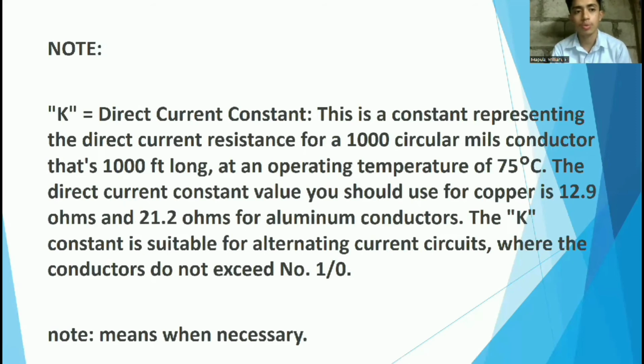Then next is note K direct current constant. This is constant representing the direct current resistance for 1000 circular mills conductors that's 1000 feet long at an operating temperature of 70 degrees Celsius. The direct current constant value you should use for copper is 12.9 ohms. Then sinasabi nga natin na yung K is constant na may value na 12.9.